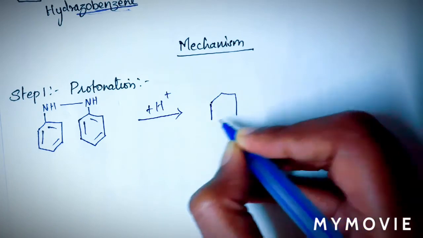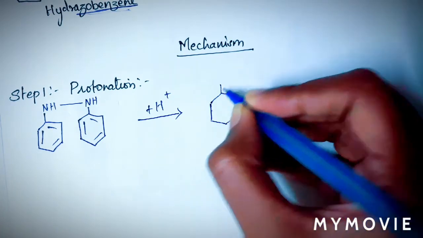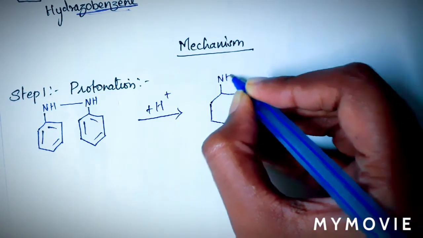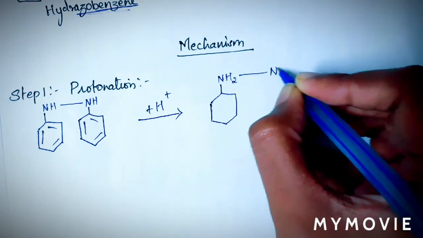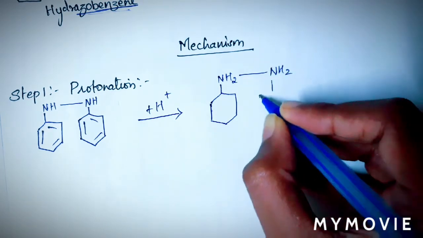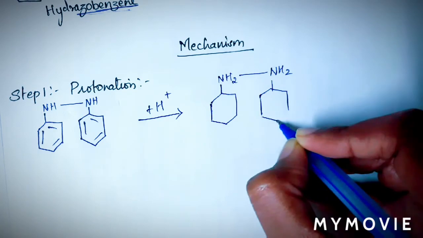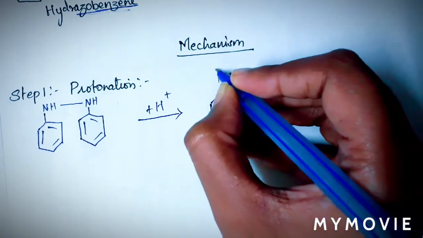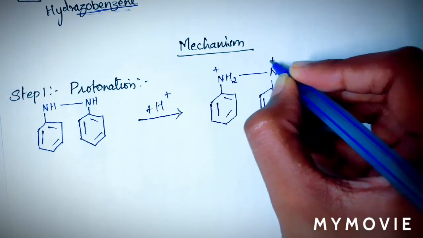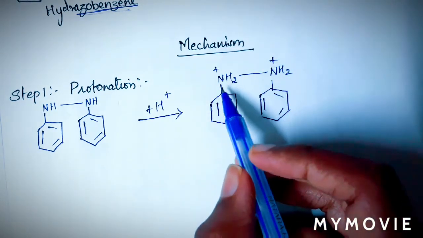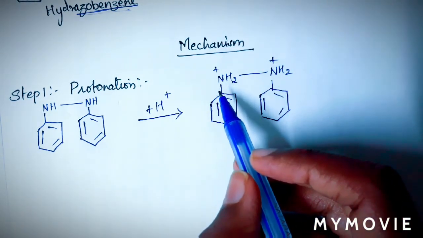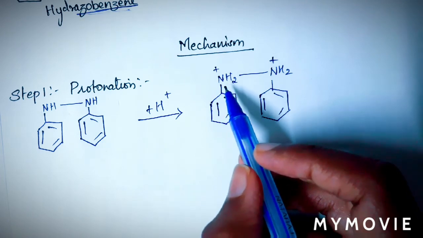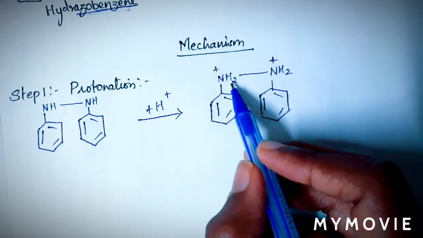So I'm writing again the same formula but with NH2 and the benzene ring. Now I'm going to put a positive charge on each of the nitrogen atoms. This is because the nitrogen atom has one lone pair of electrons and that lone pair has been donated, or has been used, to form a bond with the proton.